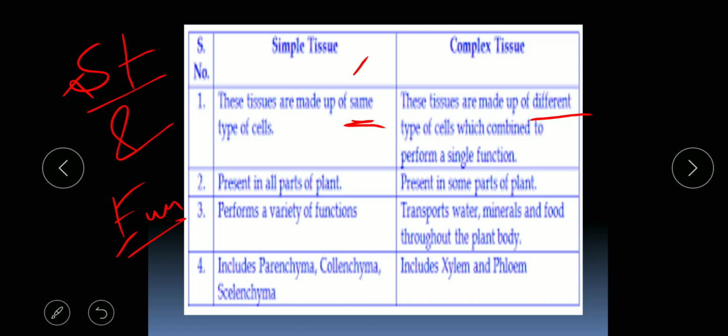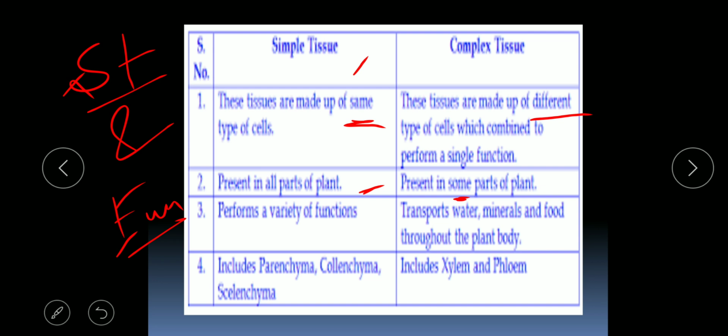Simple permanent tissue is present in all parts of the plant, whereas complex permanent tissue is present in only some parts of the plant. For example, parenchyma, epidermis or cuticle will be present throughout the plant, whereas the vascular bundle, consisting of xylem and phloem, will be present in the stem portion, with phloem towards the periphery and xylem towards the center. So it is present only in some parts of the plant.